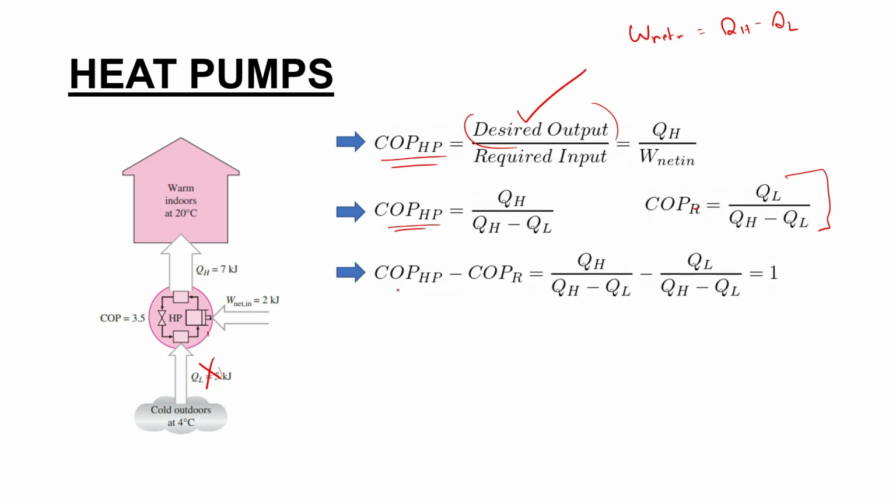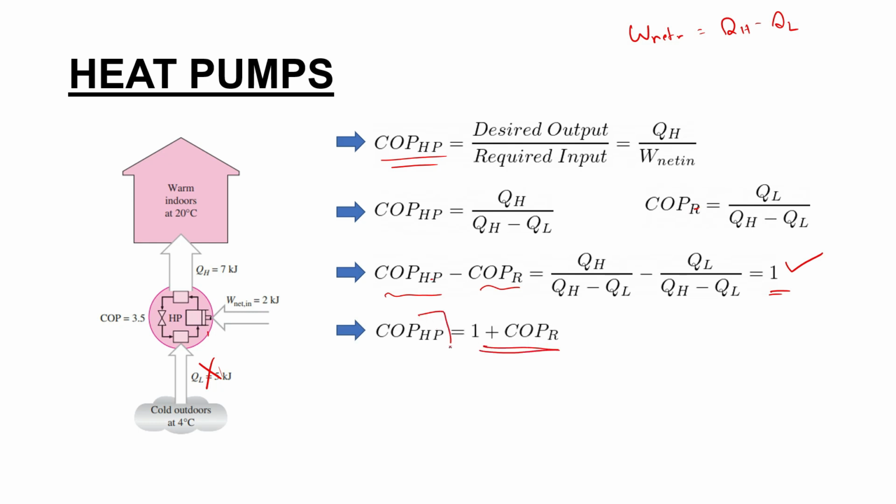So if you subtract COP of the refrigerator from COP of the heat pump, this is equal to QH divided by QH minus QL, minus QL by QH minus QL. So this will be equal to 1. That means COP of heat pump minus COP of refrigerator is equal to 1. So COP of heat pump will be equal to 1 plus COP of the refrigerator. So it will always have a higher COP than the same type of refrigerator.